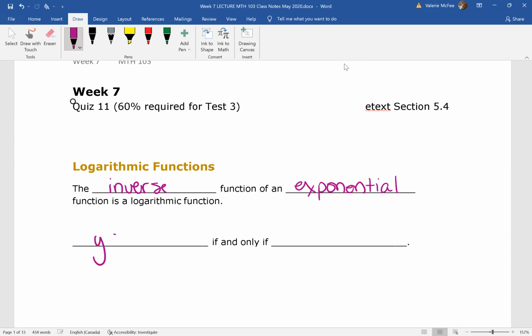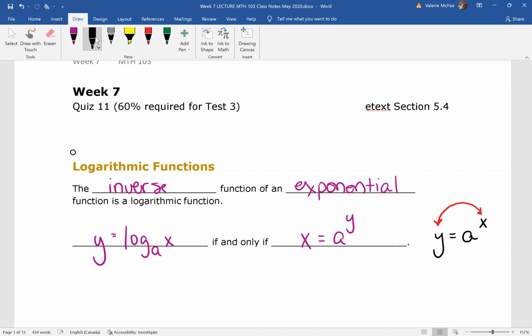We say that y equals log base a of x if and only if x equals a to the power of y. Do you notice what we did there? Last week, when we were talking about exponential functions, we had y equals a to the power of x. And now x and y have switched places so that we can have a log function.